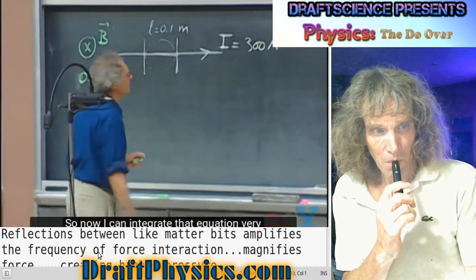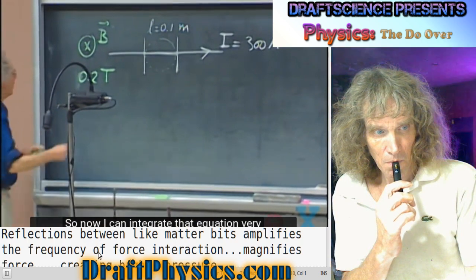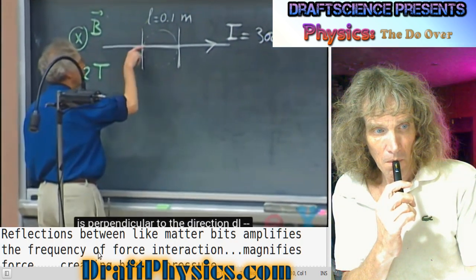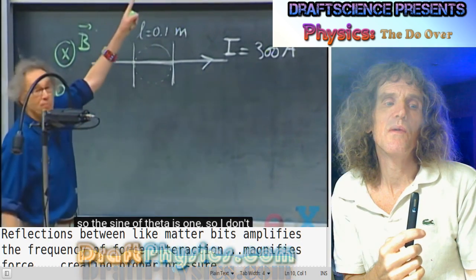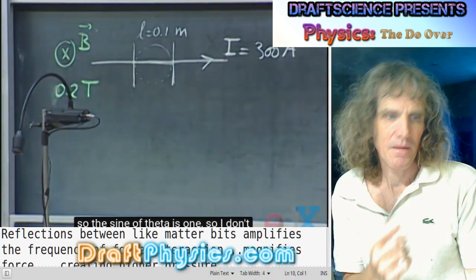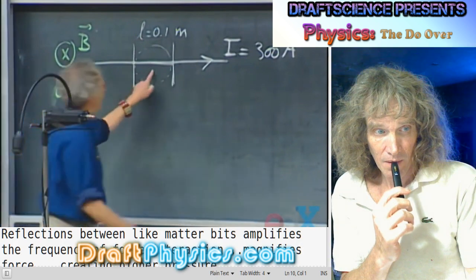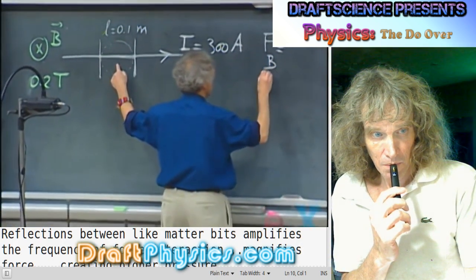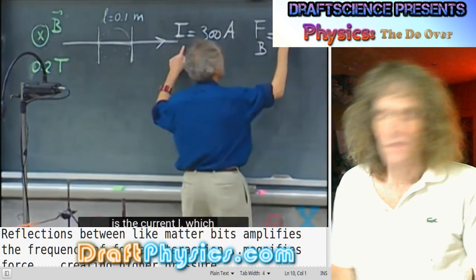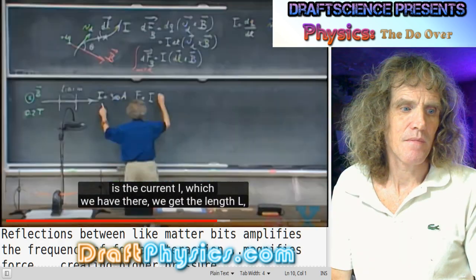So now I can integrate that equation very easily, because I have assumed that the magnetic field is perpendicular to the direction dl. The dl is now in this direction. So the sine of theta is 1, so I don't have to worry about that. And so I simply get that the force on this section L, call it F of B if you want to, is the current I, which we have there.